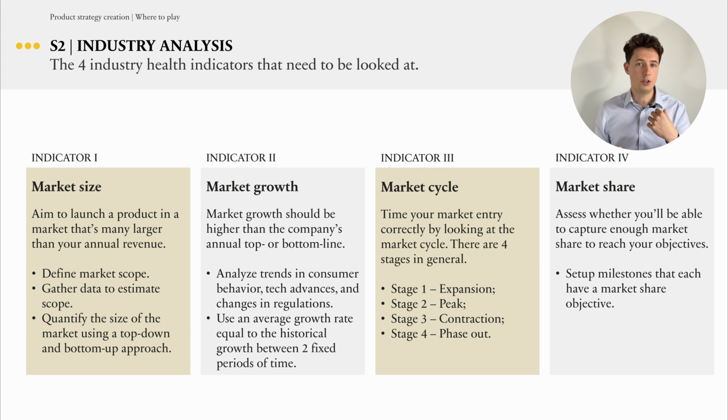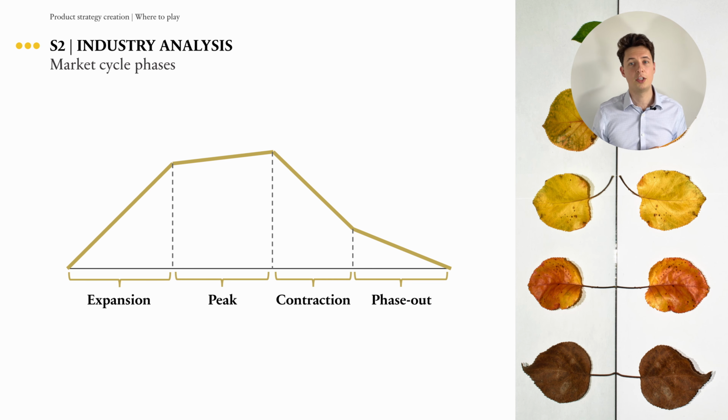Another aspect that we need to touch upon is the market cycle. Markets tend to follow this fixed pattern, if you will. It consists of 4 stages, being expansion, peak, contraction, and phase out. In the expansion phase, economic activity is increasing, businesses are growing, and employment is rising. As a result, consumer confidence is high and demand for goods and services is strong.